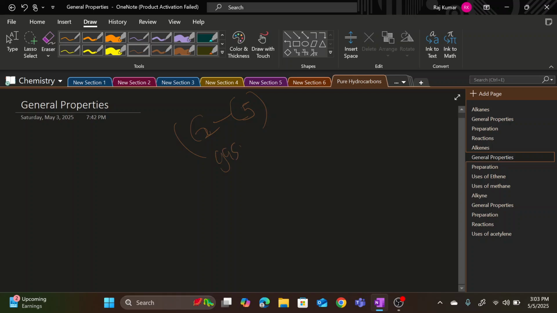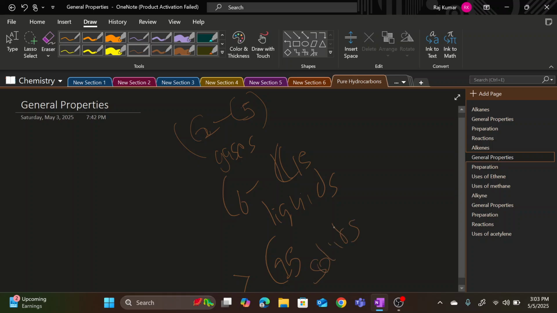are gases, and C6 to C15 are liquids. Greater than C15, or from C16 onwards, they are solids.